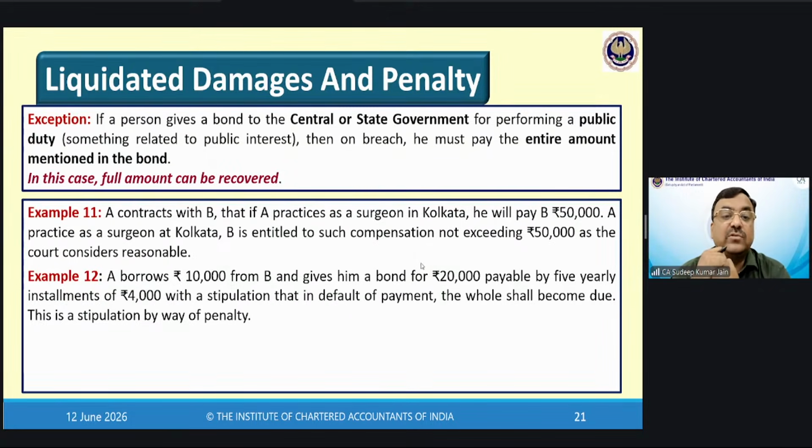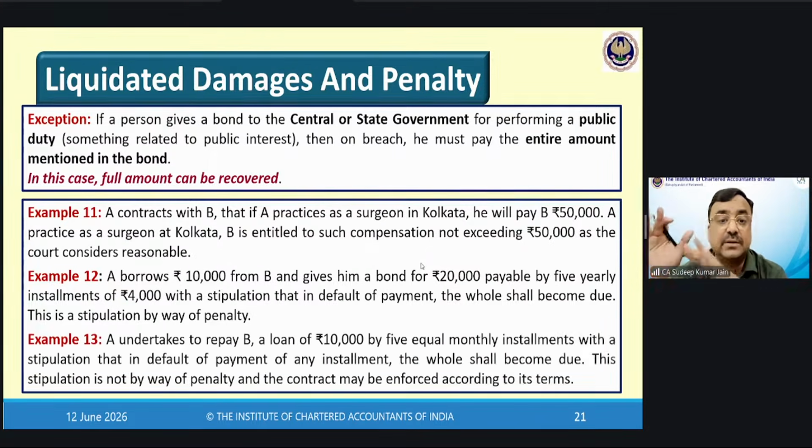Example 12. A borrows 10,000 from B and gives him a bond of rupees 20,000 payable by 5 yearly installments of 4,000, with a stipulation that in default of payment the whole shall become due. This is a stipulation by way of penalty. Means सब 10,000 है, borrow 10,000 and repayment is 20,000, 4,000 equally. This is the double interest. So this is the nature of penalty.